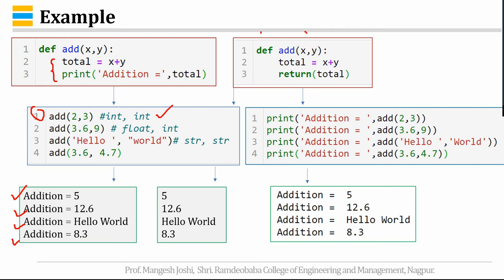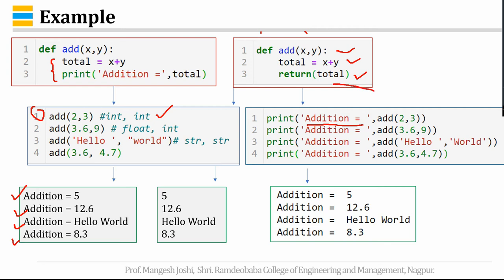In the second type, we have used the inbuilt function, return. Define add xy, same as before, total xy, etc. Instead of printing the addition over here, I am simply returning the value of total to the calling function. So in the print statement, what I am doing is: addition is equal to, and here only I am calling the function.